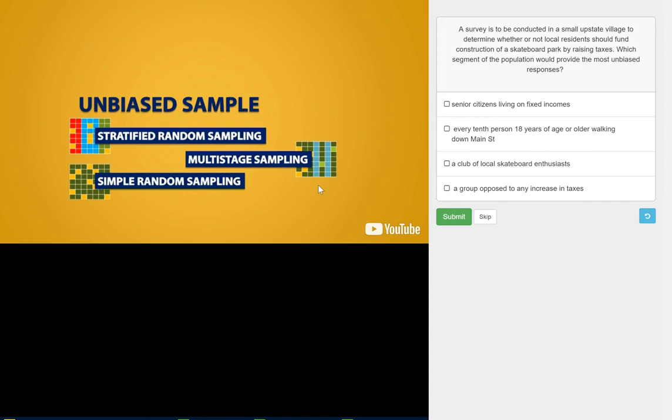This is the first quiz question that I would give to my students to ascertain whether or not they understood the material.